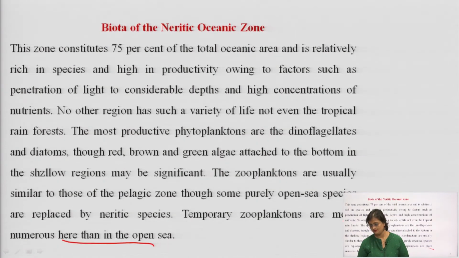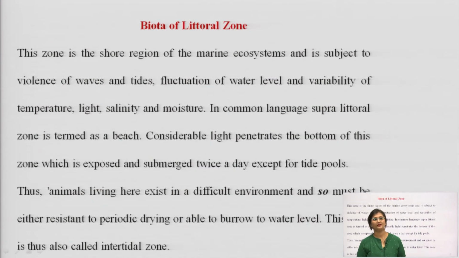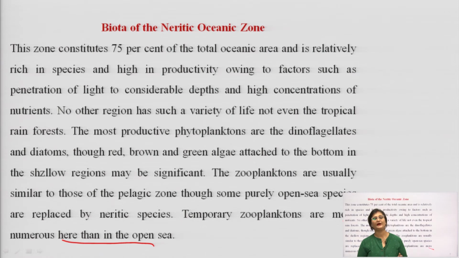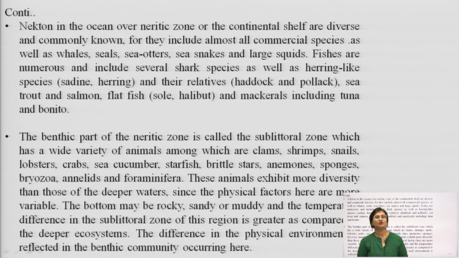Nectons. So, after the littoral zone, in the Neritic ocean zone, apart from phytoplanktons and zooplanktons, nectons are also found. Nectons in the ocean over the Neritic zone or the continental shelf are diverse. They include almost all commercial species as well as whales, seals, sea otters, sea snakes, large squids, etc. Fishes are numerous and include several shark species as well as herring-like species, sea trout, salmon, flatfish, mackerels, tuna, etc. These are the nectons which are found in the Neritic zones.